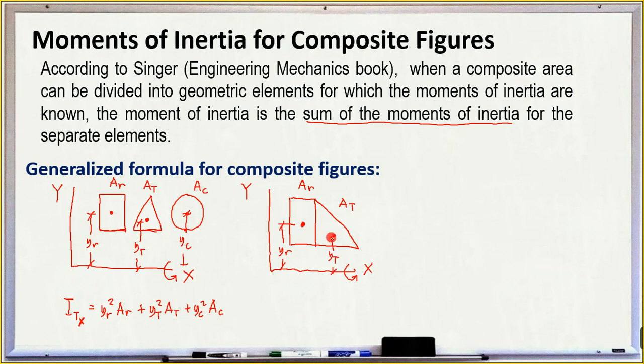yt. So the same thing, the moments of inertia of this composite figure with respect to the x-axis. So itx stands for the total moment of inertia along the x-axis, is equal to the sum of these individual figures.